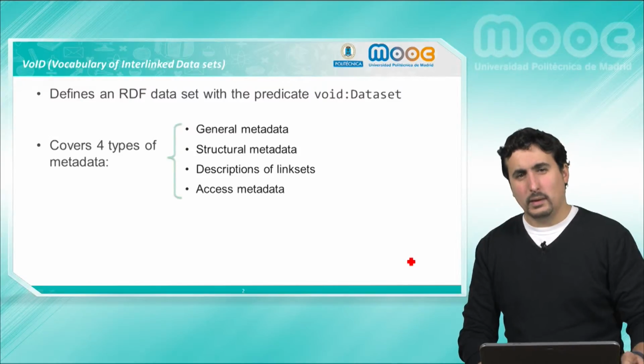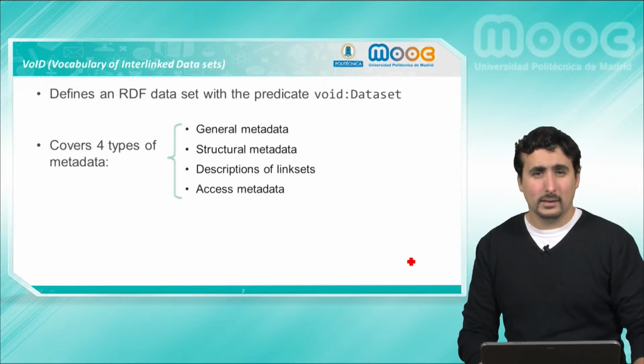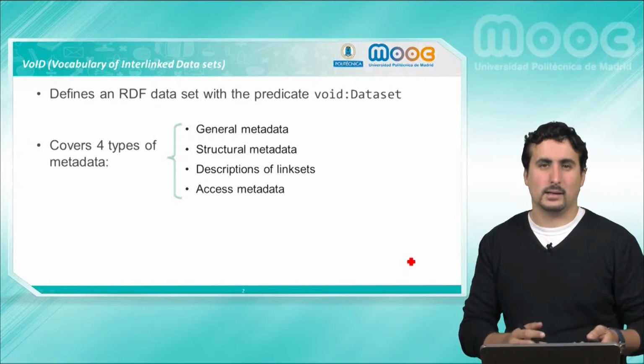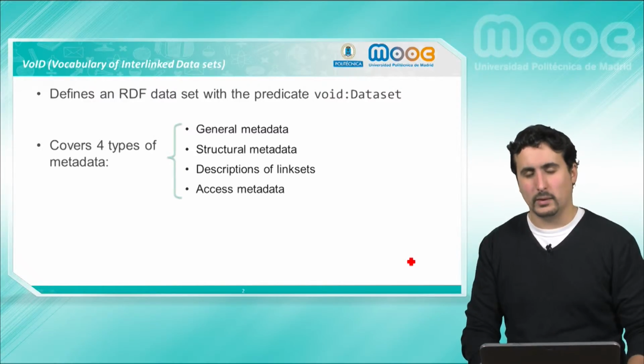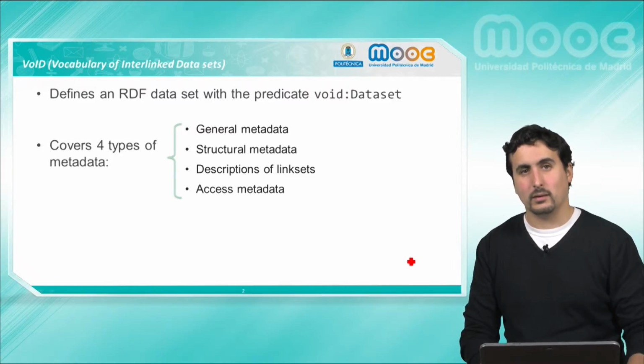In VoID, we will deal with four types of metadata. The general metadata containing the main description of our dataset, the structural metadata defining its structure, the description of the linksets defining how the dataset relates to other datasets, and the access metadata, which defines how to access the information contained in it.